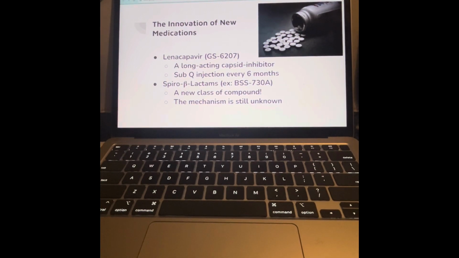On this slide, we'll be focusing on 2 new innovative medications aimed at combating HIV resistance. Lenacapavir is the first of its kind to employ a long-acting capsid inhibitor. It's administered once every 6 months via subcutaneous injection, and resistance is rare due to specific mutations in the capsid inhibitor portion of the GAG protein. Additionally, spirobeta-lactams show impressive activity against both HIV-1 and HIV-2, making them promising candidates for clinical trials in the future.